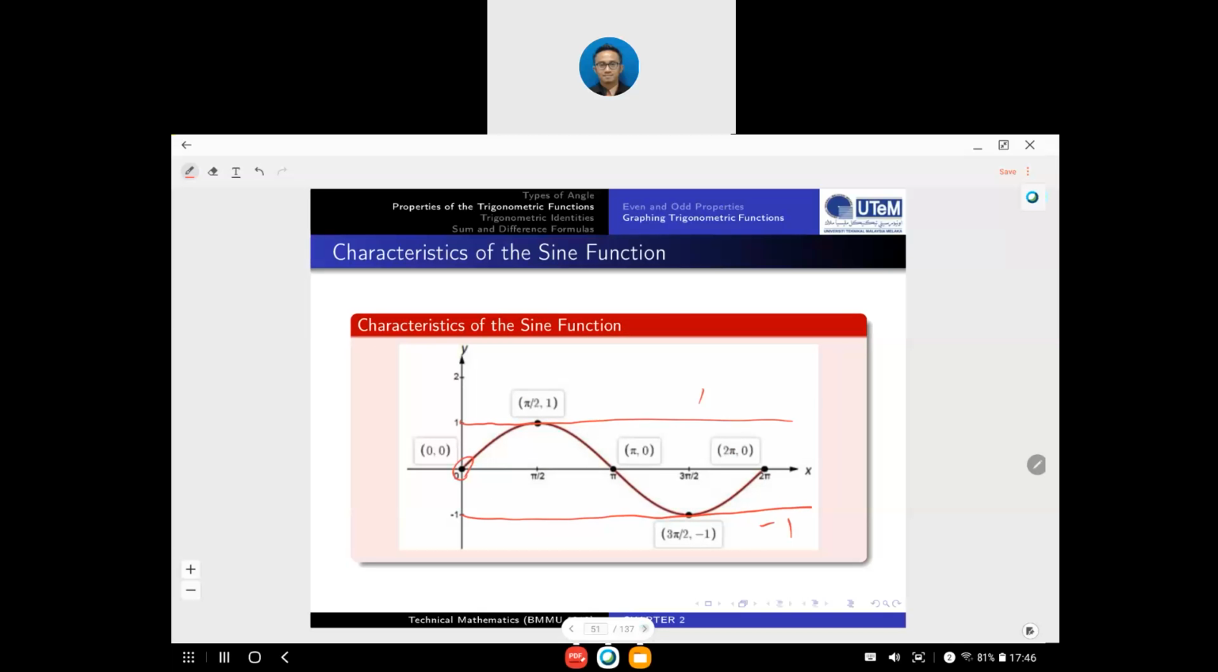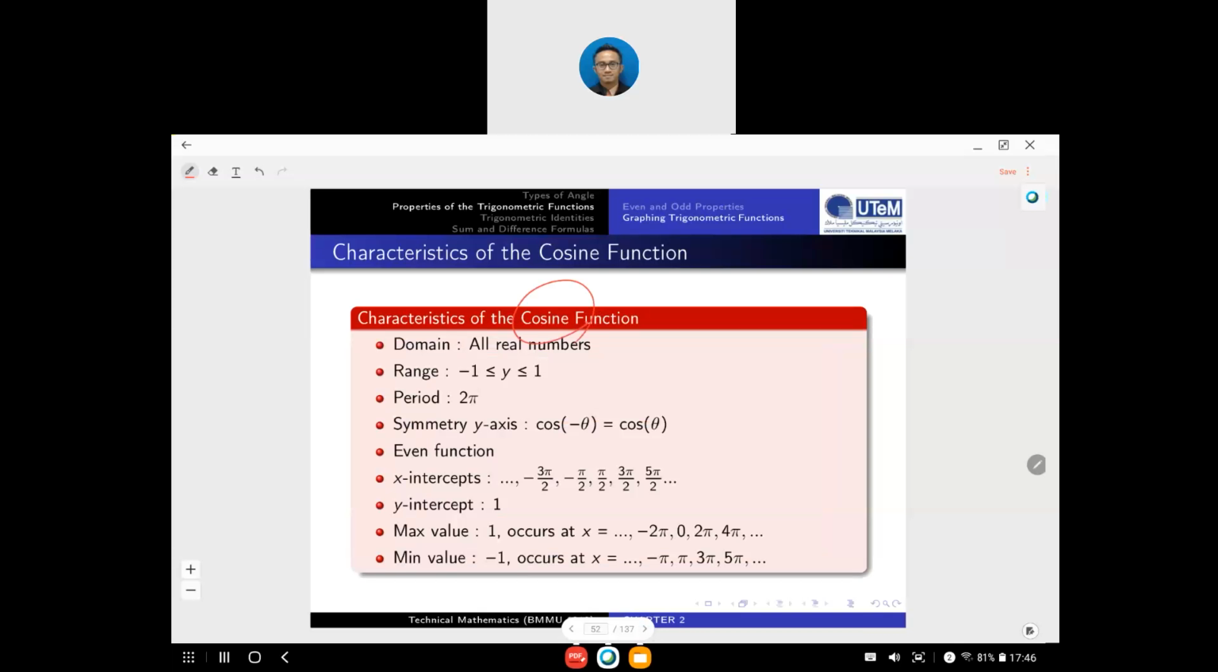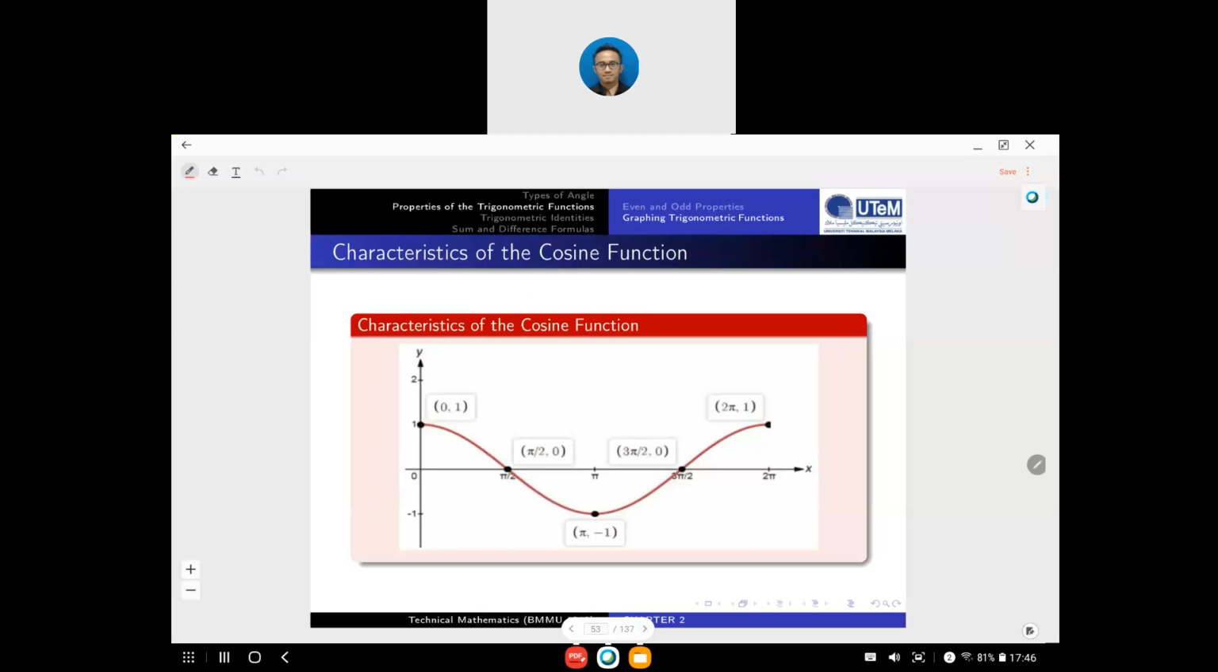What about the cosine function? The cosine function is an even function. The graph looks something like this. Also the same thing, the maximum value is 1 and the minimum value is negative 1. It starts at 1 here, and it is an even function. You just need to recognize this. I'll go through quickly because there is nothing much here.